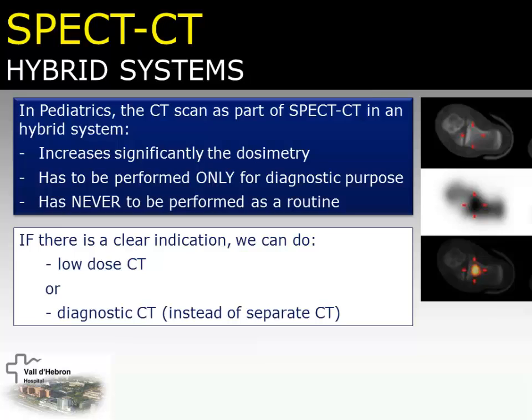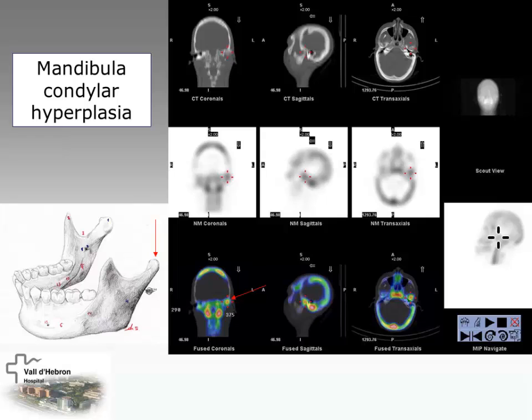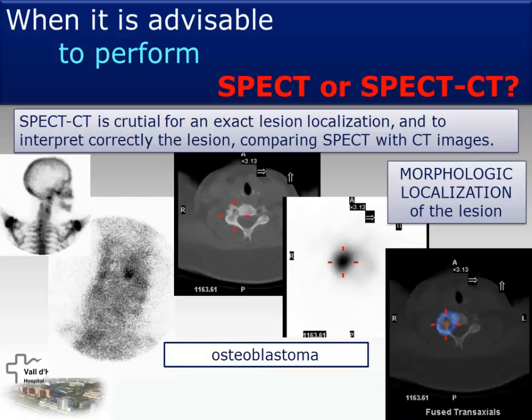In this case, for example, of condylar hyperplasia, the SPECT-CT images help a lot, looking at the fused images, to see that really the hypermetabolism is in the condyle. Or in this other case, it's an osteoblastoma in a cervical vertebra. The planar images or the pinhole images here are clear, but the SPECT-CT images are much clearer and help us to localize the lesion very well.